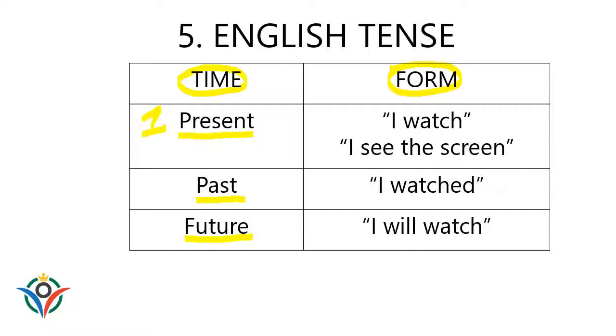If you are watching this video right now, you could say something like "I watch," which would be in the present tense. Or you could say "I see the screen," and that verb "see" is in the present tense and indicates an action that is occurring in the present time.